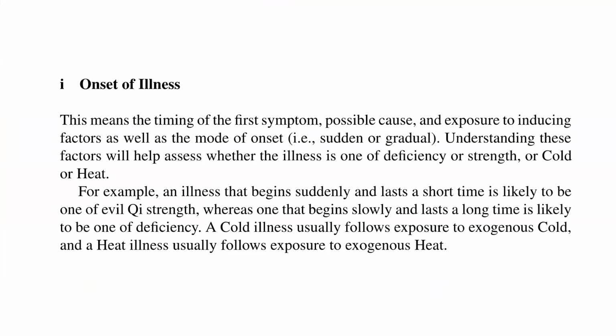For example, an illness that begins suddenly and lasts a short time is likely to be one of evil chi strength, whereas one that begins slowly and lasts a long time is likely to be one of deficiency. A cold illness usually follows exposure to exogenous cold, and a heat illness usually follows exposure to exogenous heat.